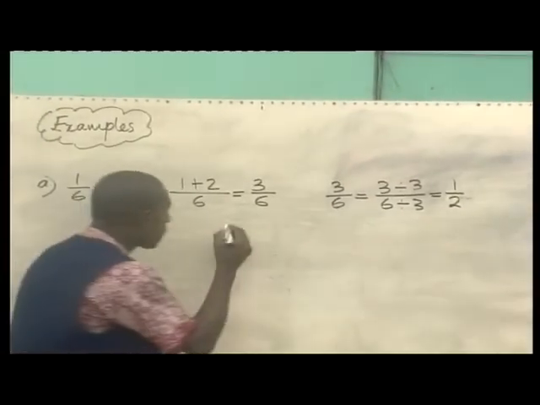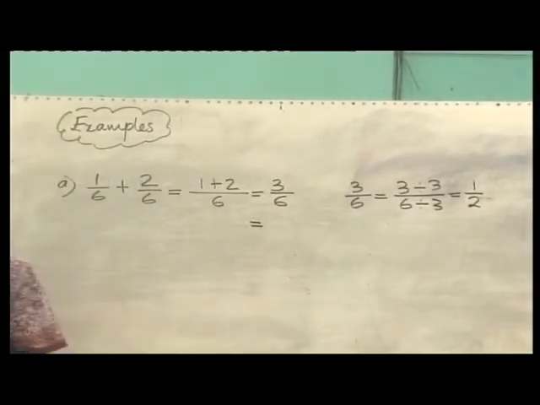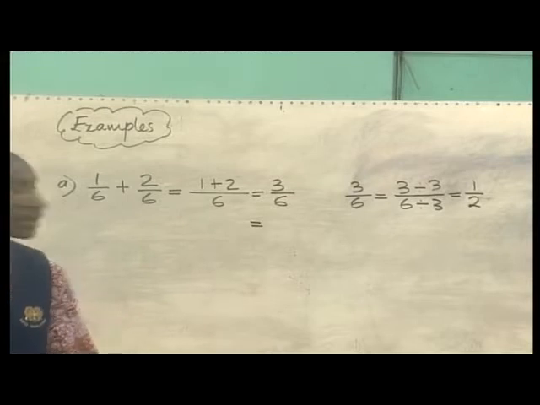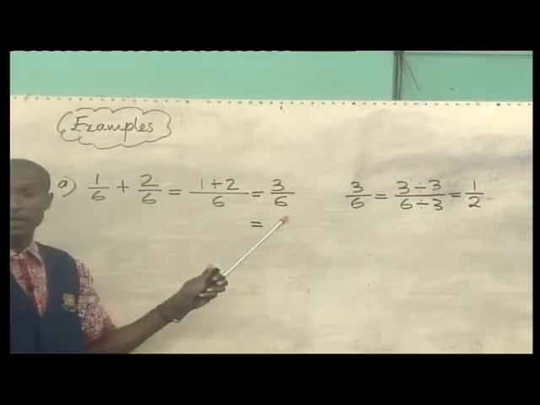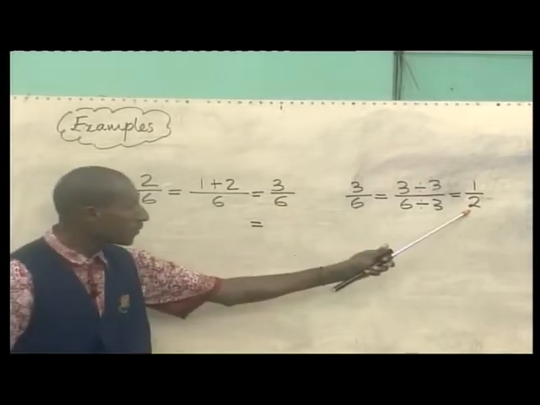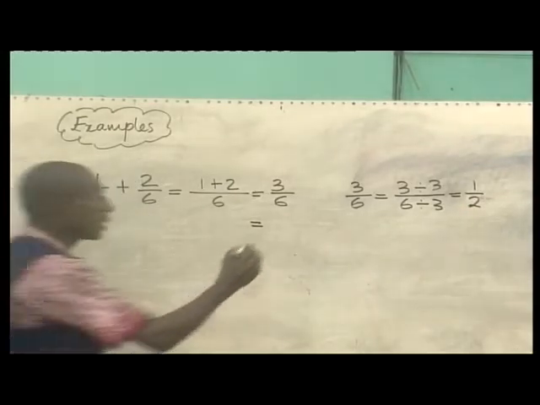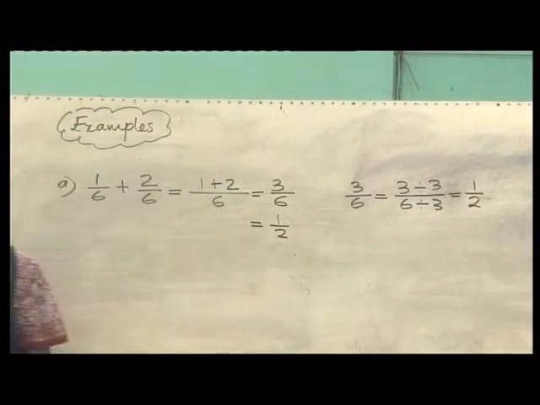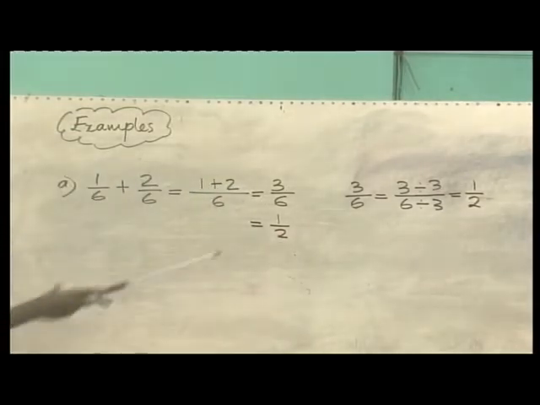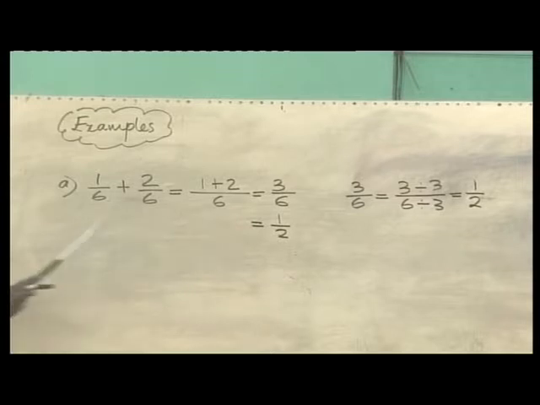So what is the final answer for 1 over 6 plus 2 over 6? After simplifying, 3 over 6 in the simplest form is equal to 1 over 2. So this is our final answer from the addition of 1 over 6 plus 2 over 6.